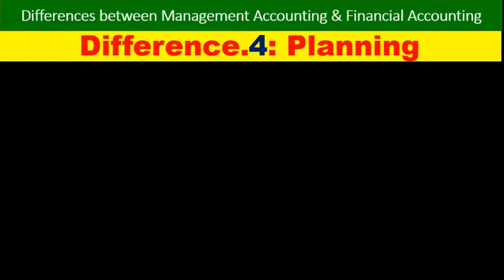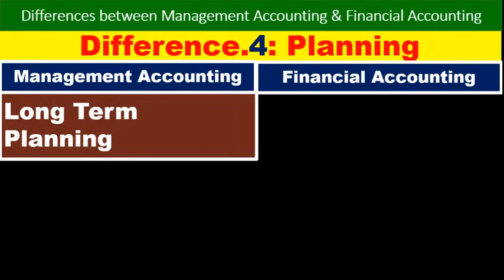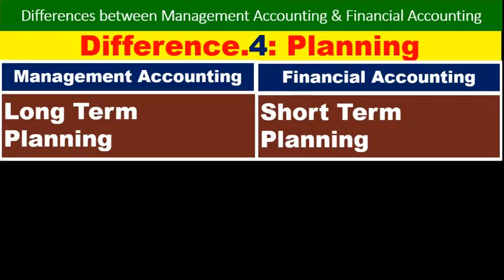Next one, the fourth difference: planning. What is the planning of management accounting and what is the planning of financial accounting? Management accounting has long-term planning. Financial accounting is only short-term planning, because management accounting can be prepared for more than 1 year, or 2 years, or 3 years, or 10 years. Or there is no limit. There is no time limit to prepare the management accounting information.